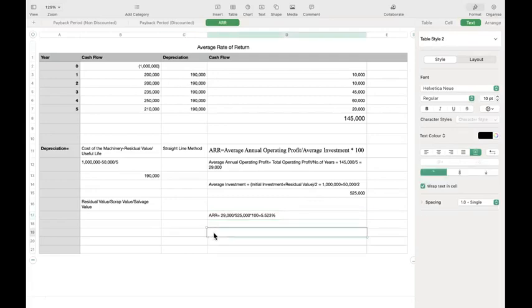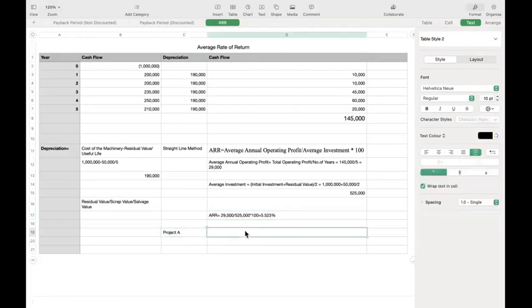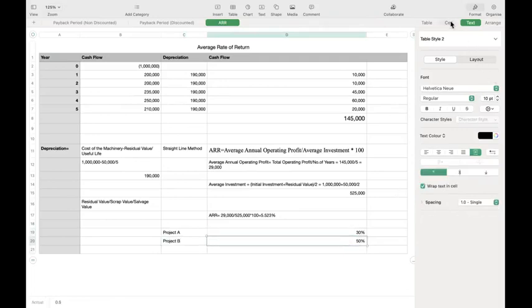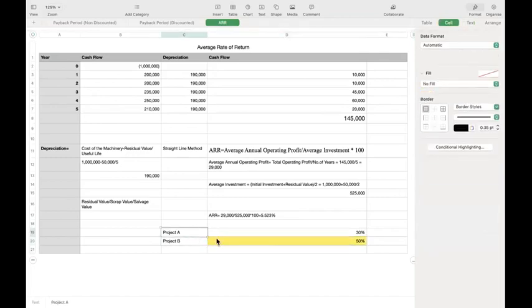For example, project A, ARR is 30%. Project B, ARR is 50%. Then we go ahead with project B because the ARR is higher. Project B's ARR is higher than project A's ARR.